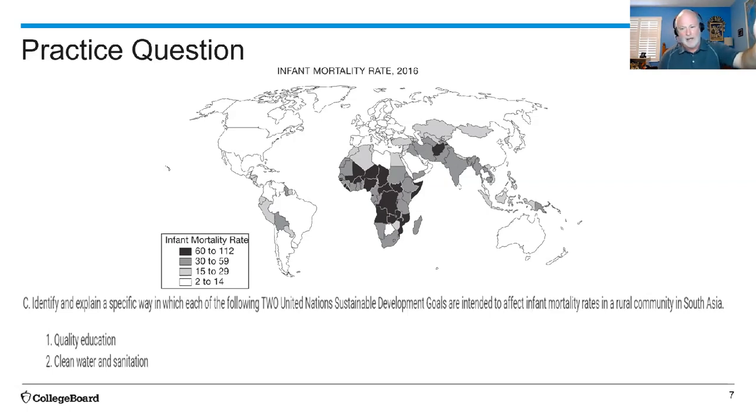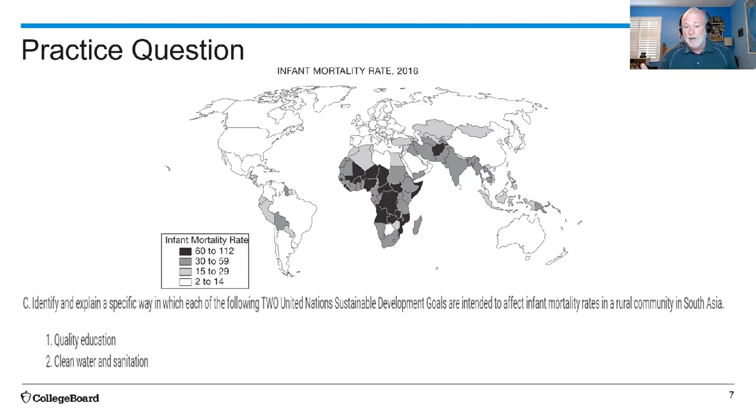You look at infant mortality rate, and clearly we've got some content there where you're going to have to look at a choropleth map and say, okay, I see the darkest colors or the highest rates of infant mortality. And then in part C of that question, it said, identify and explain a specific way in which each of the following two United Nations Sustainable Development Goals are intended to affect infant mortality rates in a rural community in South Asia. So they're putting it into a specified geographical context, which is one of our skills in the CED. South Asia: well, India, Bangladesh, Pakistan, Nepal, Bhutan, those are examples of countries we could talk about here.